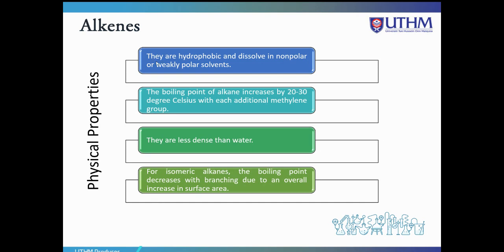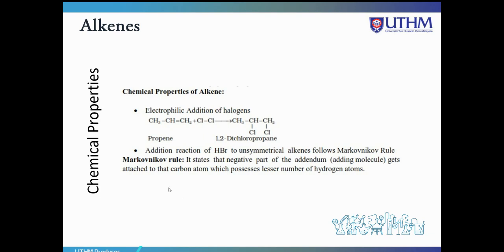Alkene physical properties. Basically, alkene physical properties are quite similar to alkane, which is they are hydrophobic and dissolve in nonpolar or weakly polar solvent. The boiling point of alkene increases by 20 to 30 degrees Celsius with each additional methylene group. They are less dense than water. For isomeric alkene, the boiling point decreases with branching due to an overall decrease in surface area.